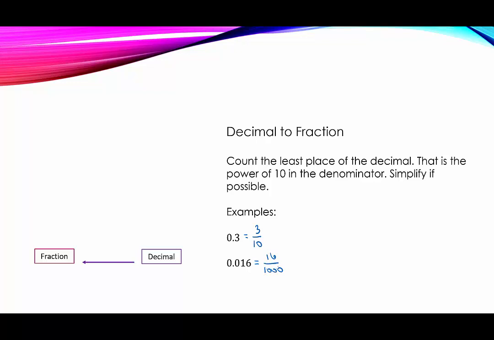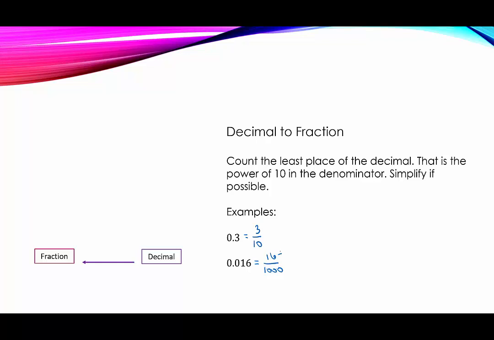This can be simplified. I see that they're both even. They're also both divisible by 4. They're also both divisible by 8. If you don't recognize that they're both divisible by 8 and you simplify first by 2 or 4, that's fine. You'll just simplify more than once. So if you divide by 2 over 2, you would end up with 8 over 500, both of which are still even, and you'll want to simplify again.